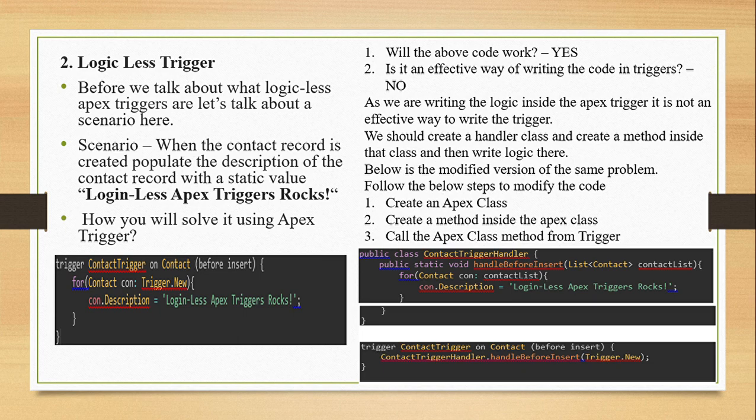Create an Apex class, create a method inside the Apex class, and call the Apex class method from the trigger. That is: public class ContactTriggerHandler, public static void handleBeforeInsert(List<Contact> contactList), for each contact in the list, set the contact description to "Logicless Apex trigger rocks." Then call this method in the trigger: trigger ContactTrigger on Contact before insert, ContactTriggerHandler.handleBeforeInsert(Trigger.new).